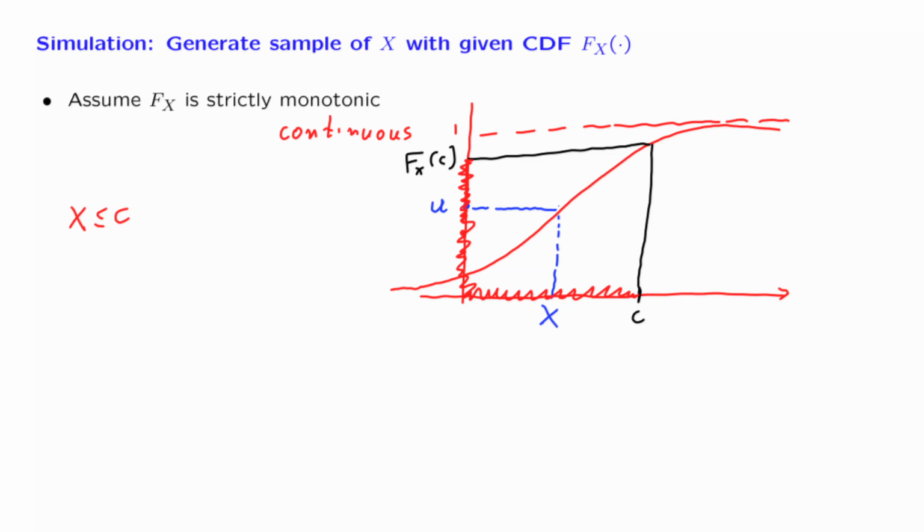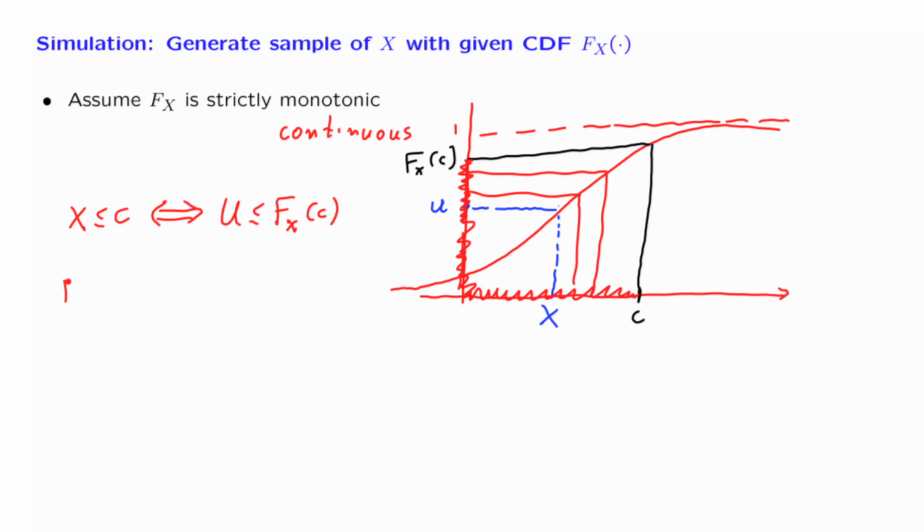Values of the uniform in this interval, these are the values that give me x's that are less than or equal to c. So the event that X is less than or equal to c is identical to the event that U is less than or equal to F_X of c. So this is how I'm generating my x's based on u's. We now need to verify that the x's that I'm generating this way have the correct property, have the correct CDF. So let's check it out.